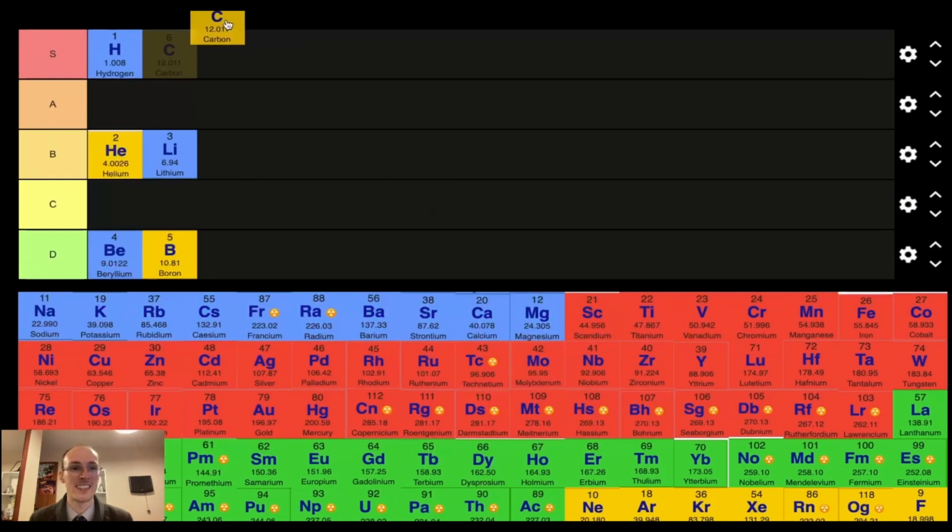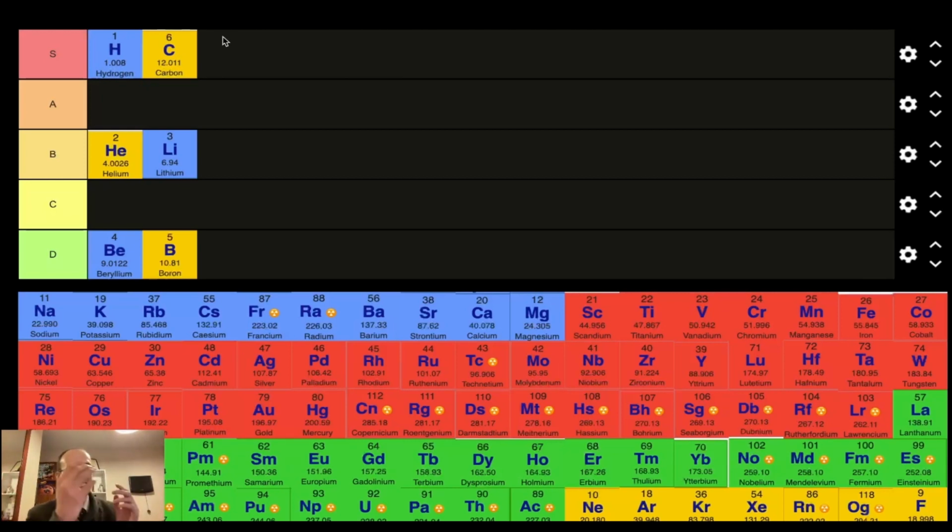So element number 6 is carbon. It's going straight in S. No, we are carbon based life forms. We wouldn't exist. You wouldn't be watching this YouTube video if carbon didn't exist. It's part of hydrocarbons. We've got the hydro part here. Here is the carbon part. Diamonds are made out of carbon.